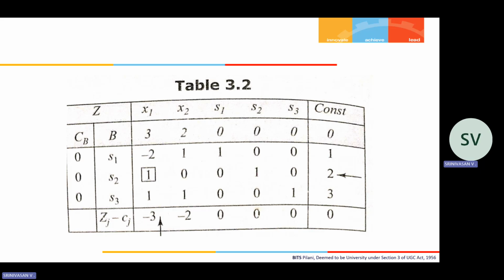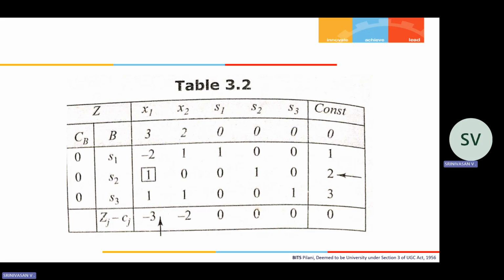So it is minus 3, and then 0, 0, 0. Here similarly, 0 into 1 plus 0 into 2 plus 0 into 3 minus 0 is 0. So the intersection of the last row and the last column in the starting table will always be 0, and that is the value of your Z, that is Z naught equal to 0. Is it right?